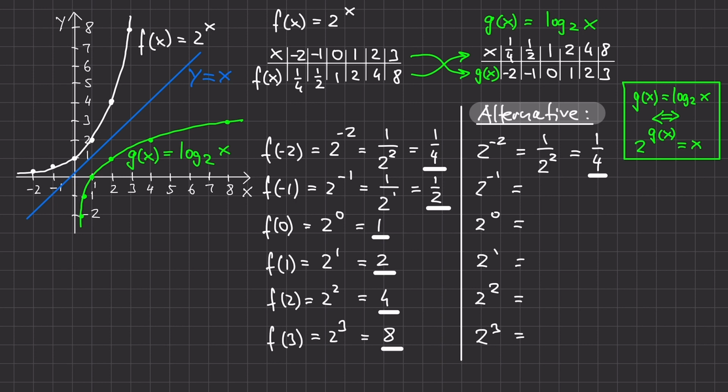Two raised to the power of -1 is 1/2. 2 raised to the power of 0 is 1. 2 raised to the power of 1 is 2, 2 squared is 4, and 2 cubed is 8.